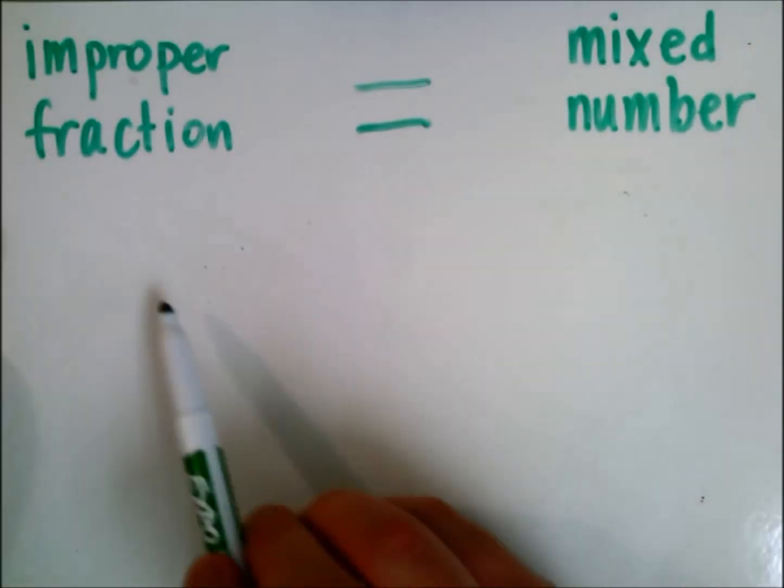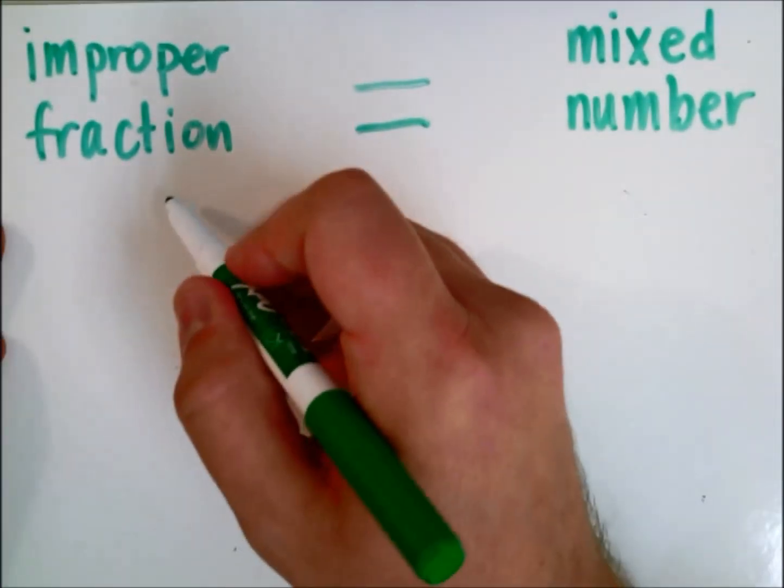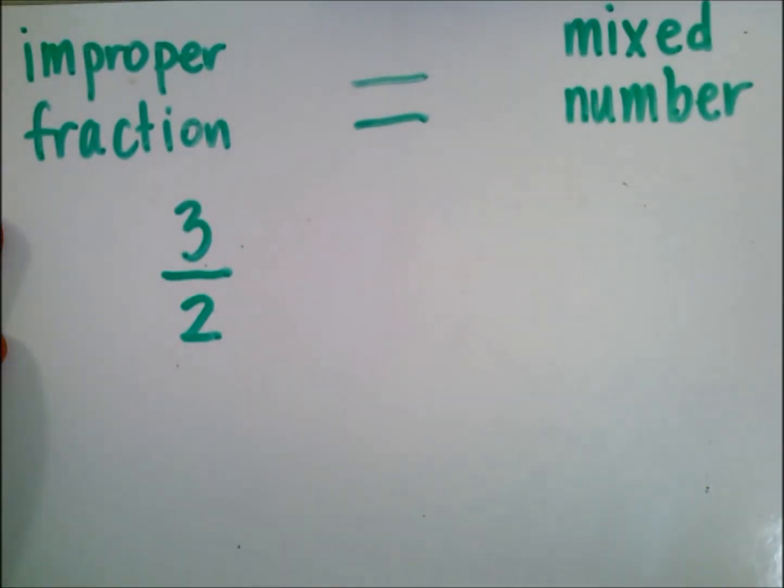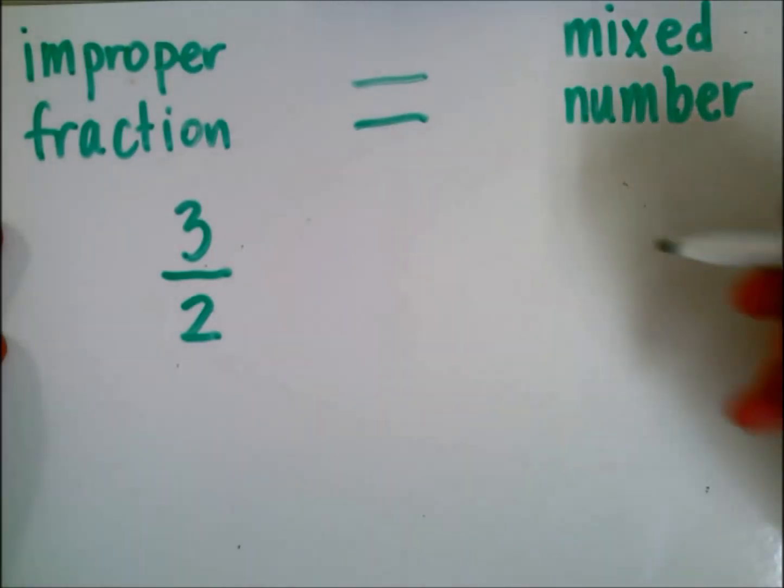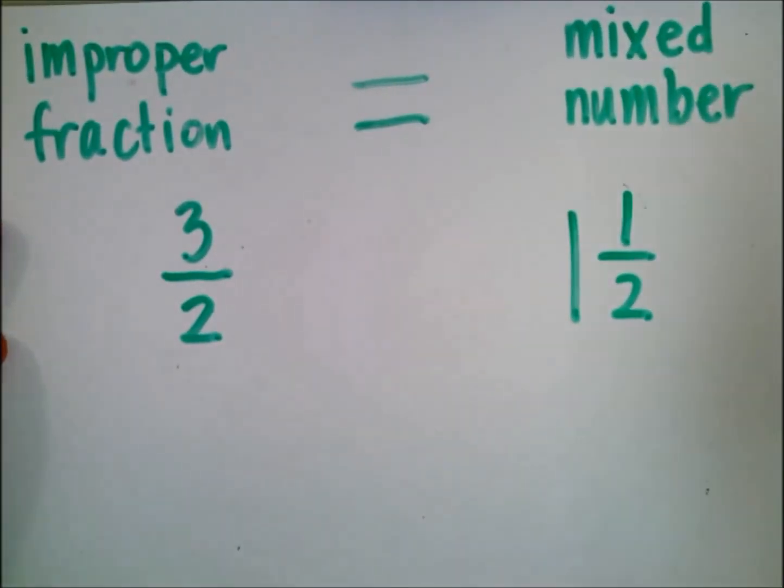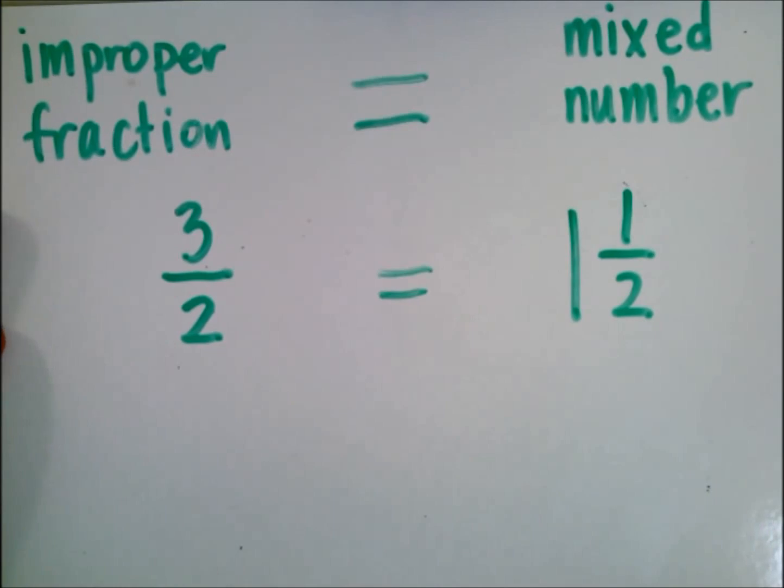Okay, given what we know about improper fractions and mixed numbers, that they are equal. An improper fraction is a fraction with a value greater than or equal to 1, where the numerator is greater than the denominator, and a mixed number is a whole number as well as a fraction describing a value that is greater than 1. We know that they can be equal by showing two different possibilities.